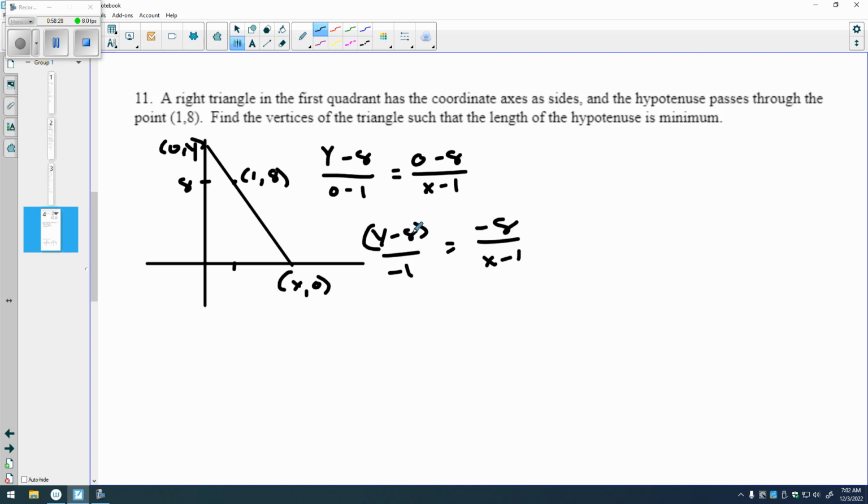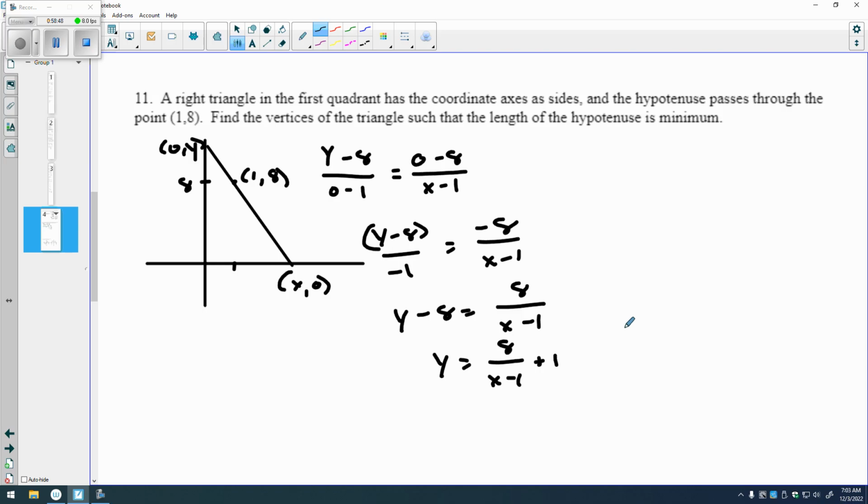Do a little cross multiplying. So I multiply this by -1. I get y minus 8 equals a positive 8 over x minus 1. Add 8, and there's my equation for that hypotenuse line.